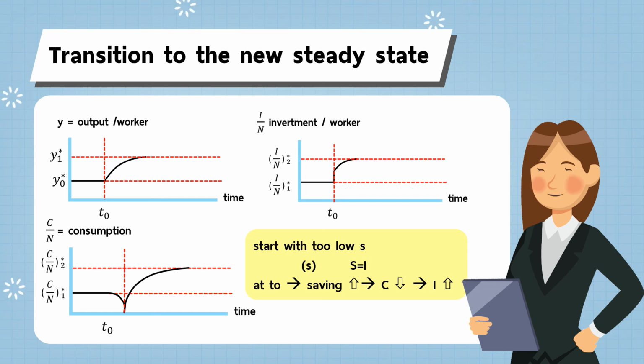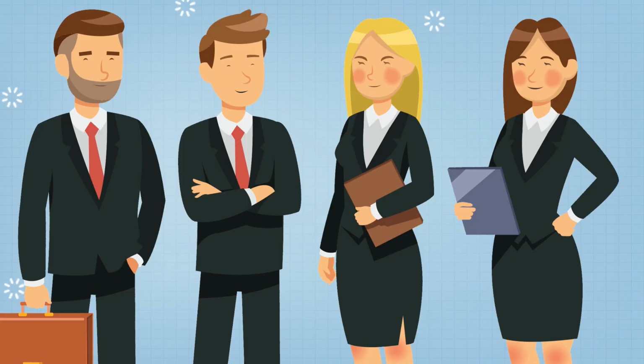For the graph of investment per worker over time, first it starts with too low saving rate, but after we increase saving rate, steady state will increase, so investment per worker will gradually move to the new steady state. At T0, there was a jump in the investment because an increase in saving leads to an increase in investment. Thanks, Earn.